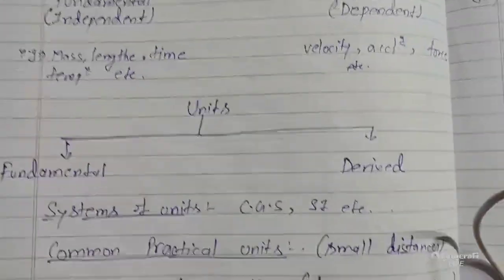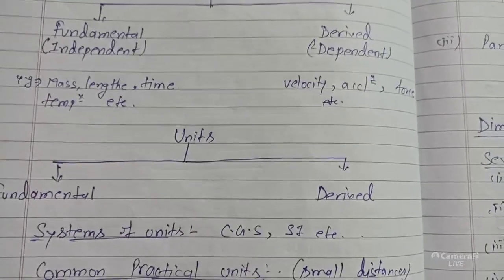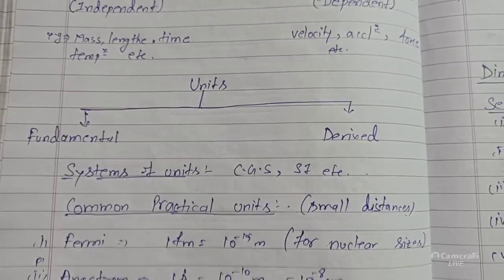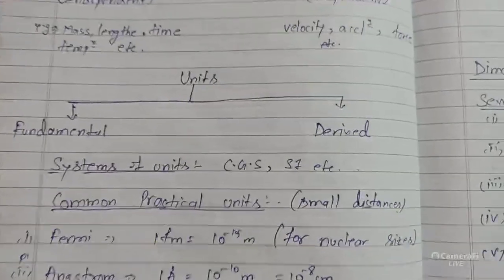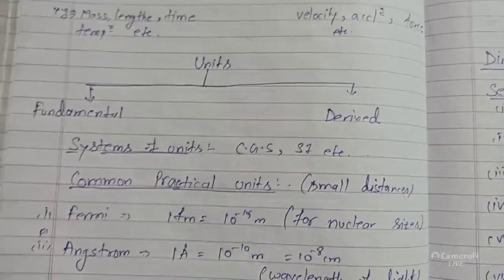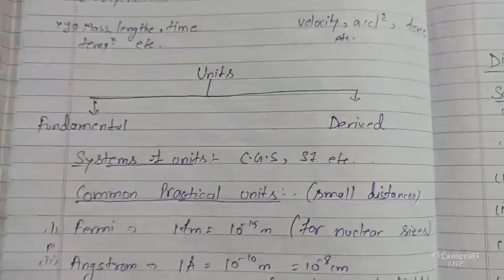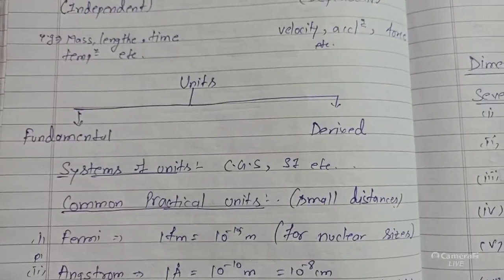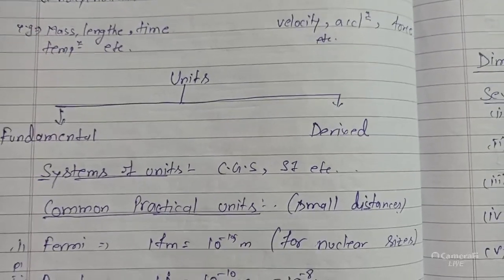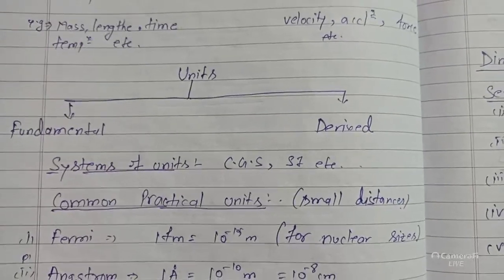Now we are going to our next topic, units. As there are two kinds of quantities, fundamental and derived, their units will also be divided into two types: fundamental units and derived units. The unit of a fundamental quantity is known as a fundamental unit. For example, the unit of length is meter and the unit of mass is kilogram in SI. Similarly, the unit of a derived quantity is known as a derived unit. For example, the unit of velocity is meter per second, the unit of acceleration is meter per second square, and the unit of force is Newton.